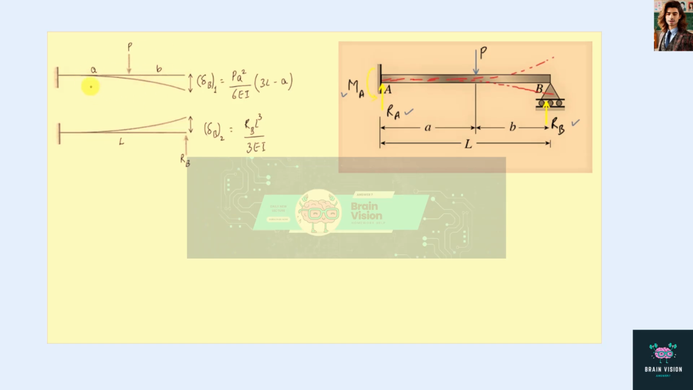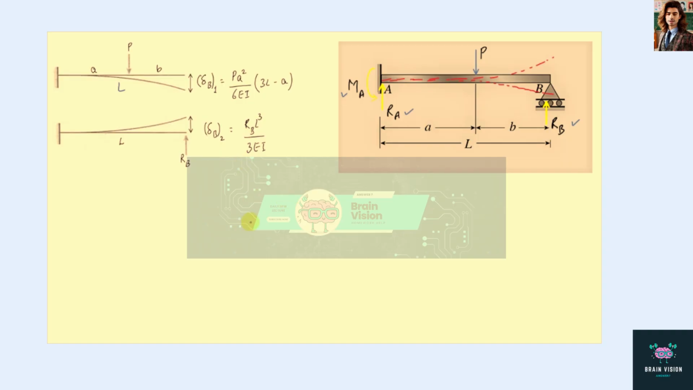So this is the deflection curve when we assume that the reaction force RB is not acting, and this deflection delta B1 we can obtain from any book. The formula is P A squared over 6EI times (3L minus a), where L is the total length of the beam and a is the distance at which the load P is acting. Similarly, if the point load P is not acting, then the deflection would be in the upward direction, and delta B2 will be equal to RB, the reaction here, L cubed over 3EI.